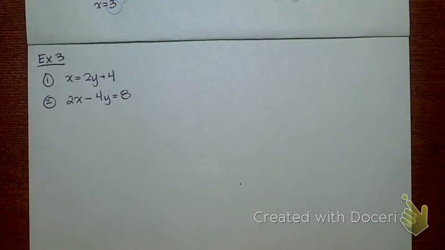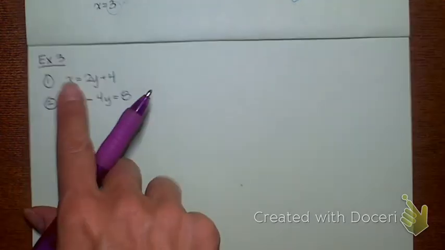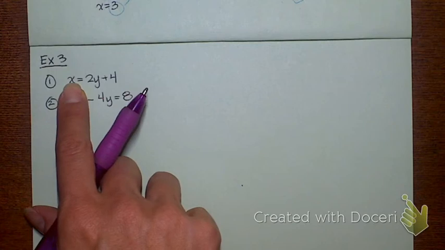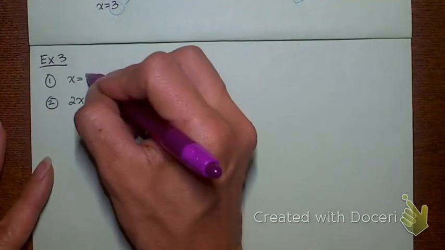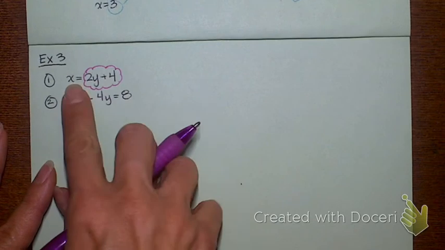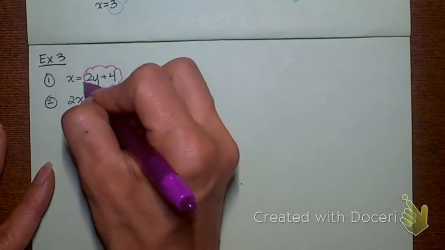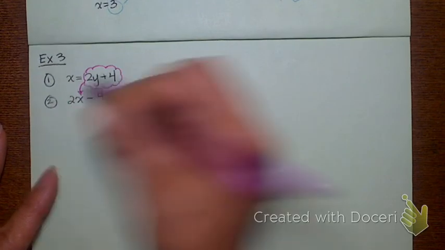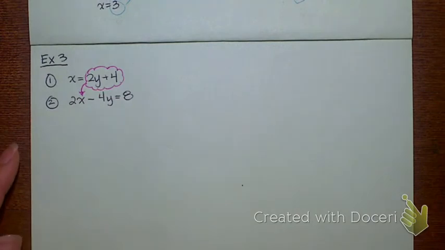Okay, in this example, do I have one of the equations solved for either x or y? Yeah, the top one. What does it solve for? X, okay? So if it's solved for x, I'm going to take this whole thing, and since this thing is equal to x, I'm going to plug it into the spot for x in the other equation.